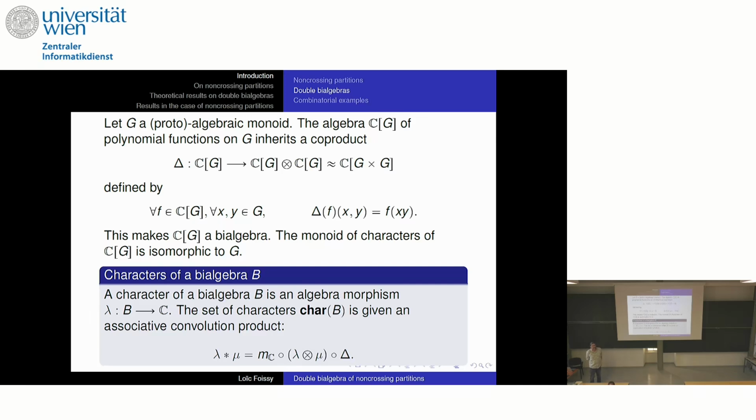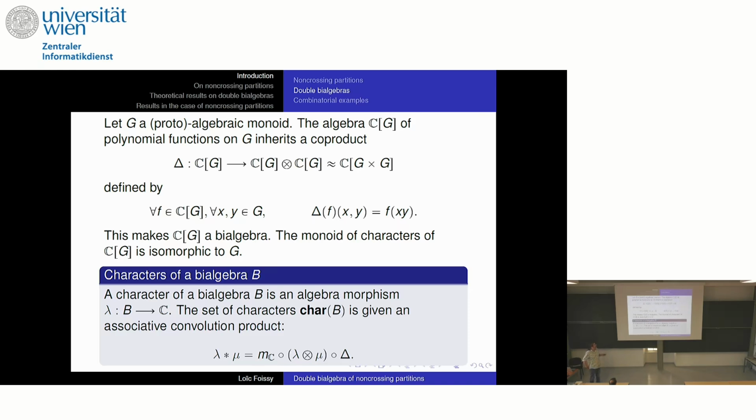What does algebraic mean? This is a monoid with a specific topology which allows you to define polynomial functions on your monoid. You have an algebra of polynomial functions on your monoid. Pro means that maybe these are not finite dimensional objects, so you will have some complication of infinite dimensional meaning, but it does not really matter here. With this topology, you have an algebra of polynomial functions, but this algebra only reflects the topology. In this algebra, you do not see anything of the group structure, of the monoid structure.